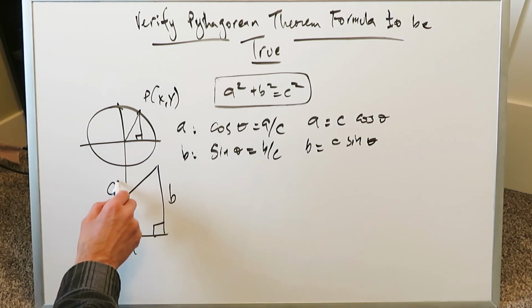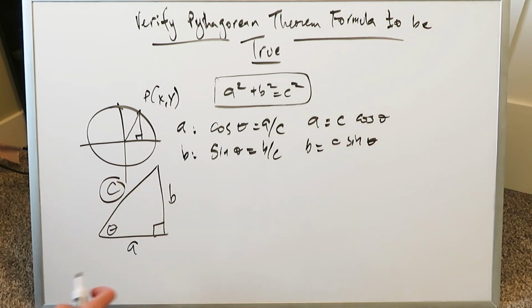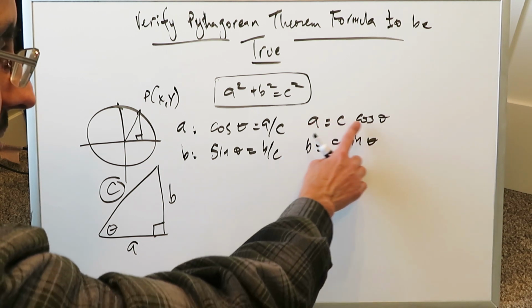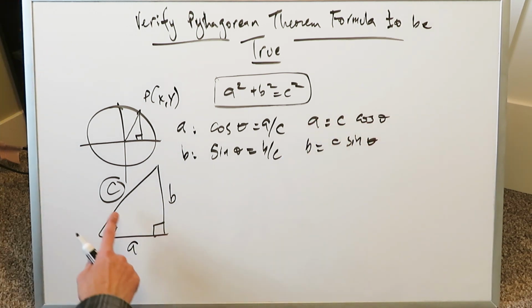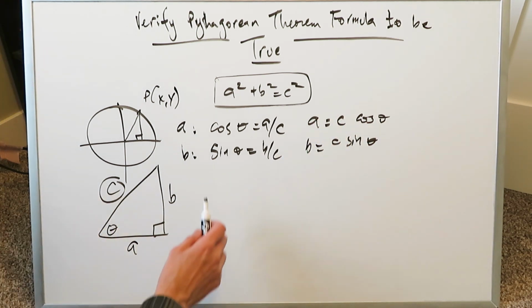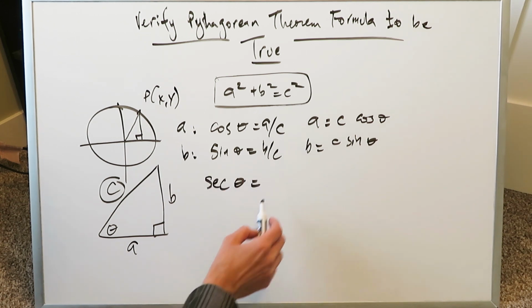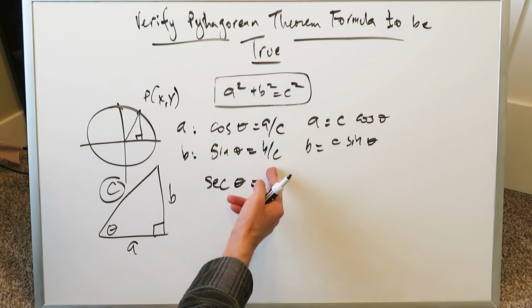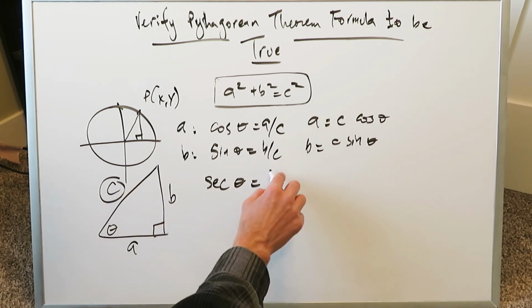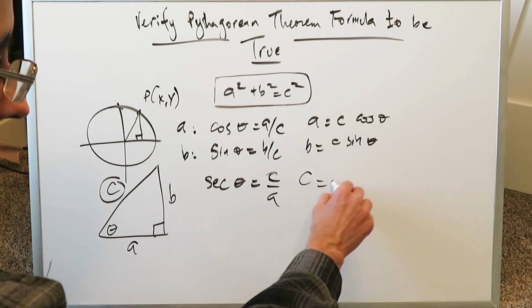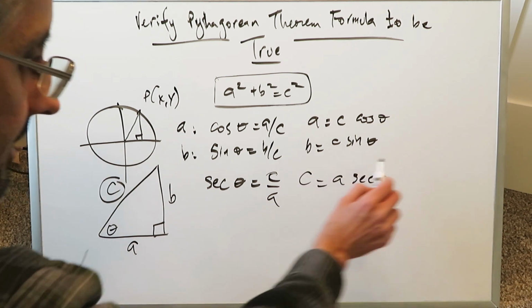We need to verify what this is with regards to itself. We've looked at everything here with regards to a certain dimension. A has become that, B has become that, but let's verify C to be what it is. We can use a function such as secant. Secant theta is equal to hypotenuse over adjacent, C over A. And then with regards to this, C is equal to A secant theta.